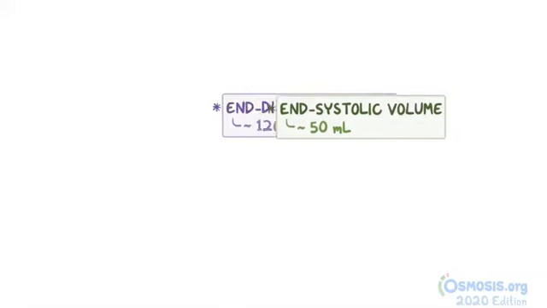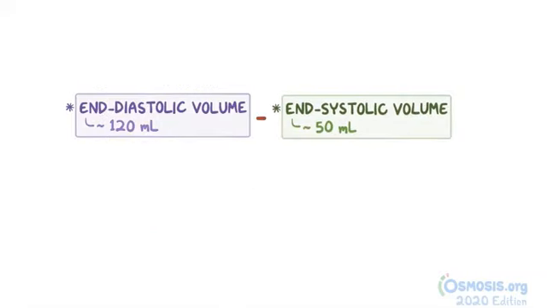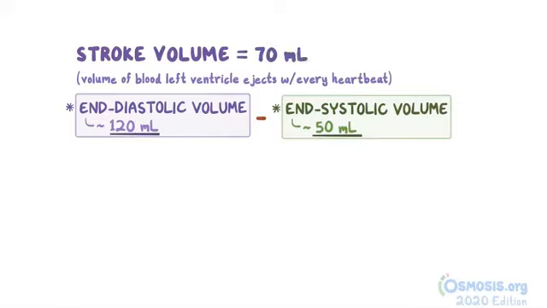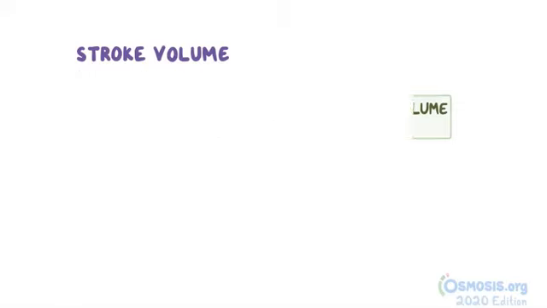So end diastolic volume minus end systolic volume gives us the stroke volume, which is the volume of blood that the left ventricle ejects with every heartbeat, or stroke. In this case, the stroke volume is 120 minus 50, which equals 70 milliliters. Every minute, though, our heart beats about 70 times, on average.